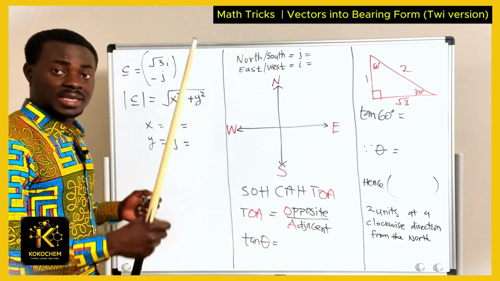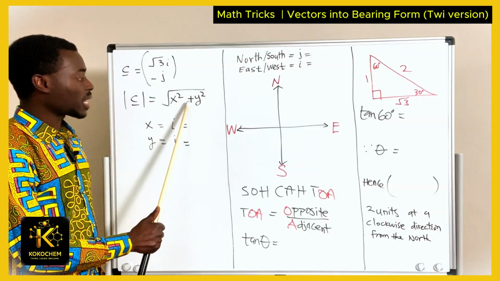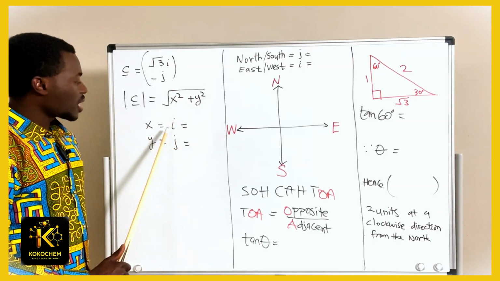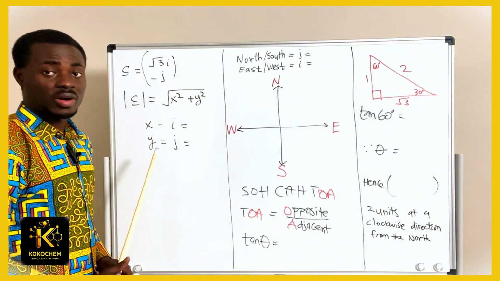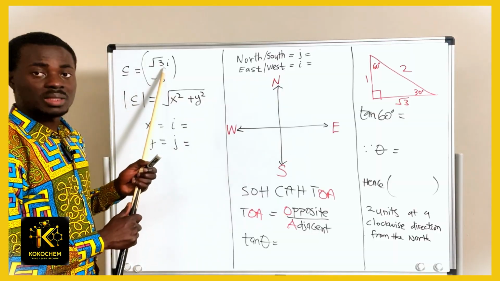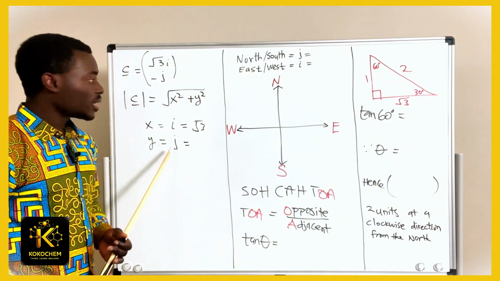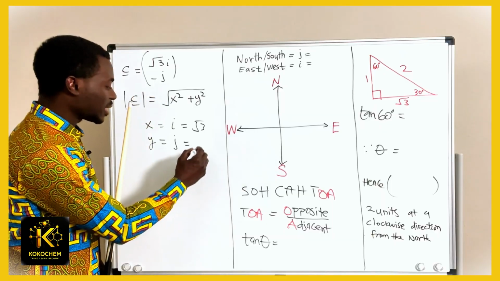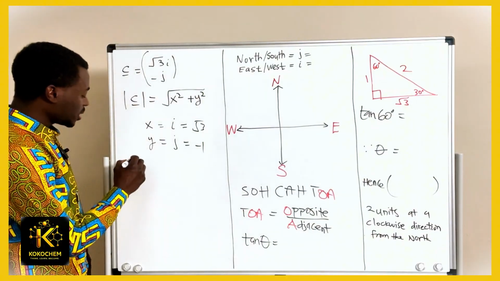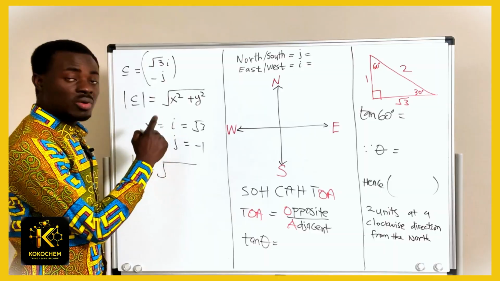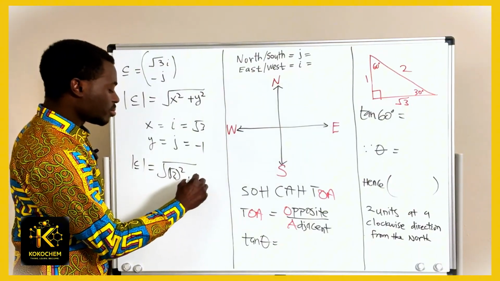To find the magnitude of the vector, the formula is the square root of x squared plus y squared. The coefficient of i is the value for x, which is root 3, and the coefficient of j is the value for y, which is minus 1. So the magnitude of c is the square root of root 3 squared plus minus 1 squared.